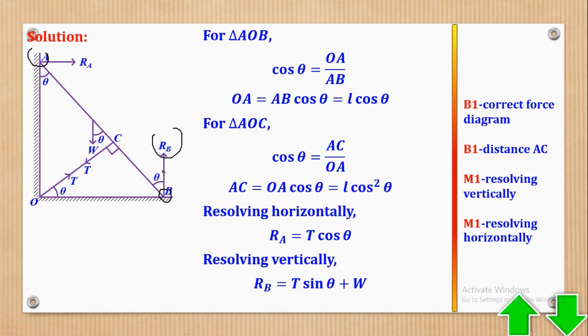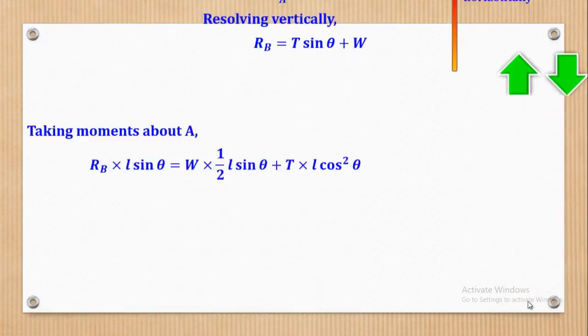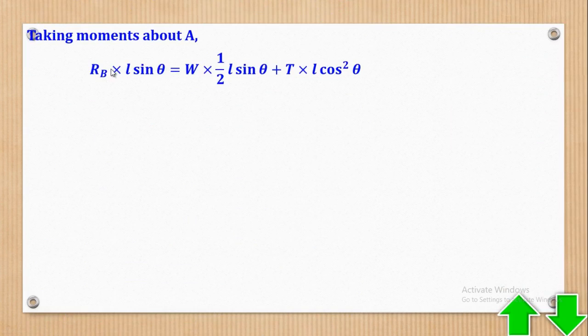Then we also know that the angle between the force and the rod is theta, meaning that the moment will be RB times L times sine theta. So that is where this is coming from, RB times L sine theta.